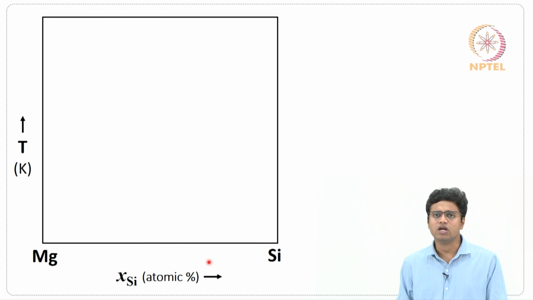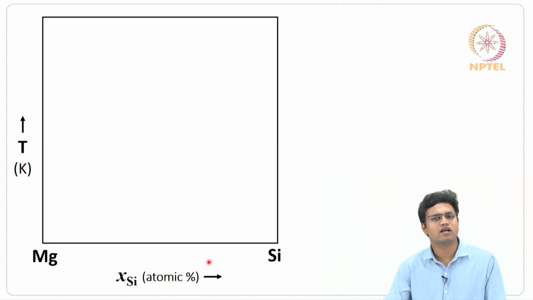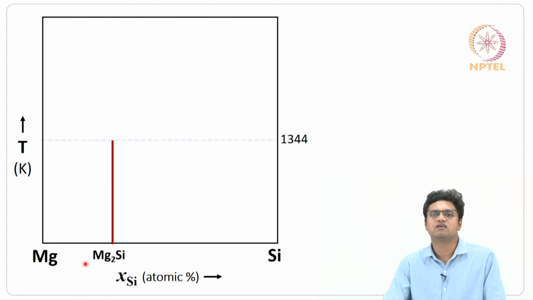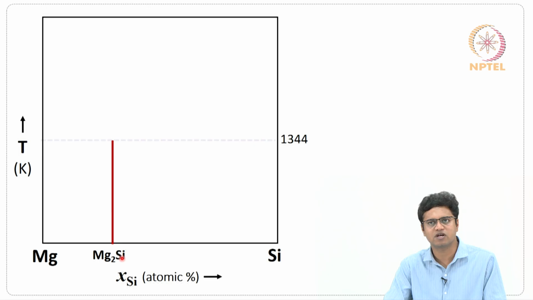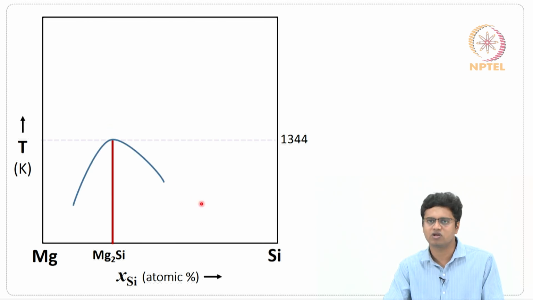Okay, now how to draw it? I have again taken Mg on the left axis and Si on the right axis. There is no hard and fast rule that you should always take Mg on the x-axis. You can take Mg on the left axis, or on the right axis as well. Now Mg2Si, I'll just mark it, and I know it is a congruently melting compound. It is mentioned in the problem statement, and it happens at 1344. It means above 1344 liquid is stable, so I put a liquid as cap.